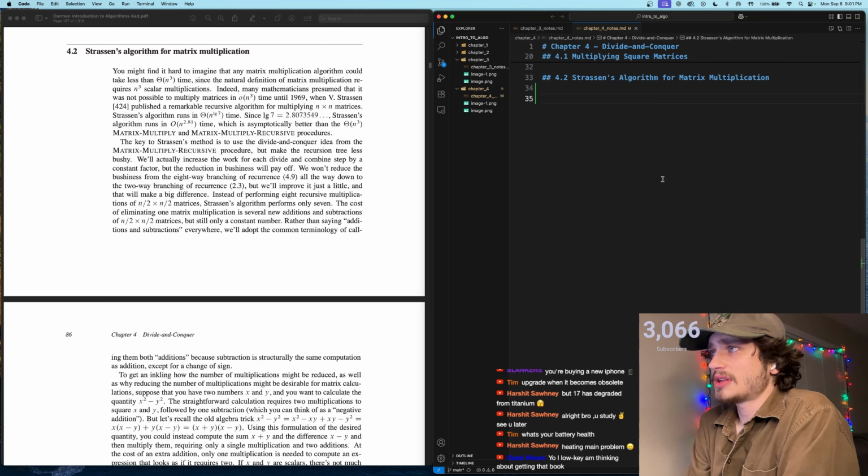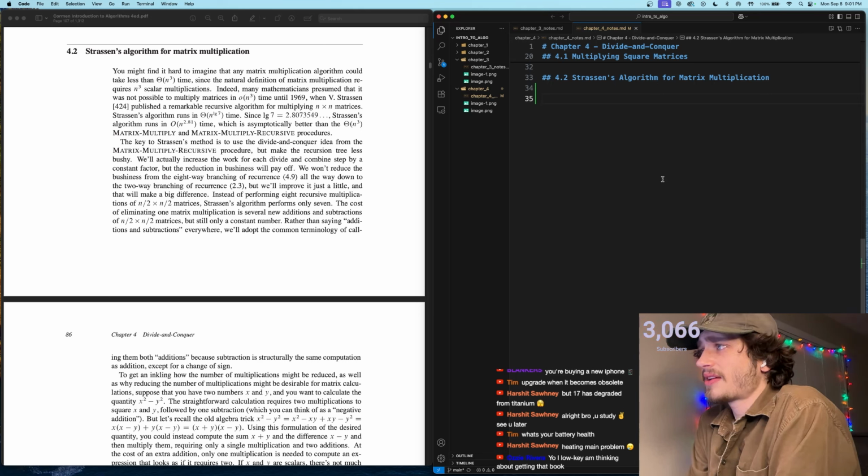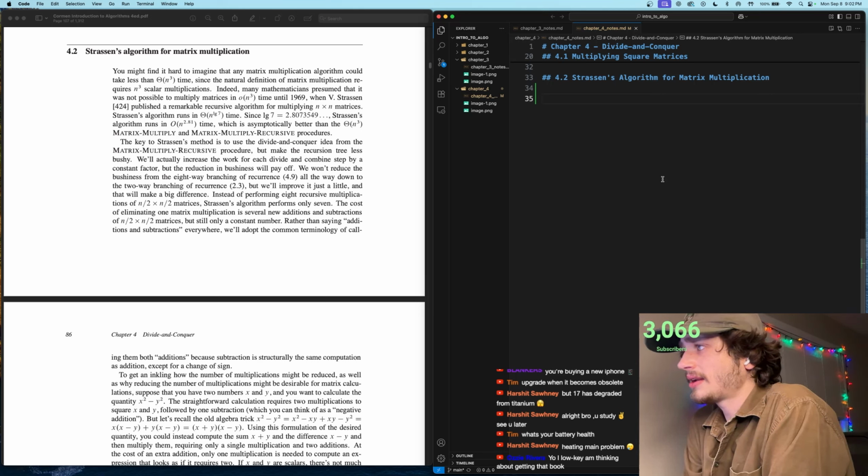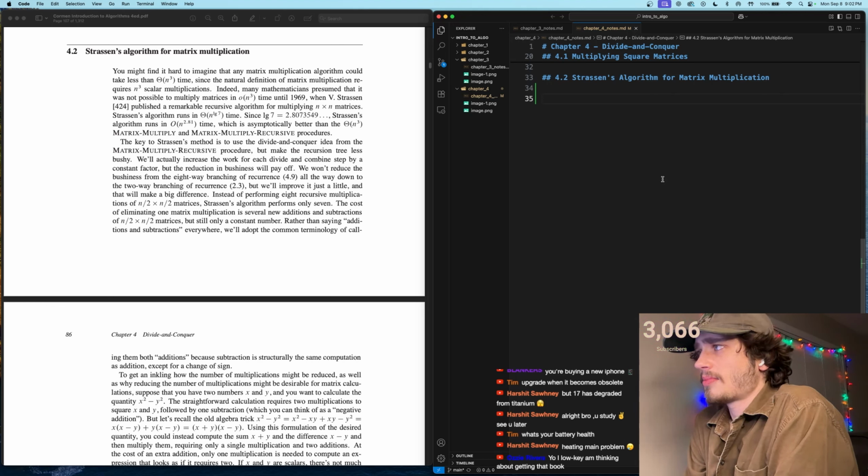Strassen's algorithm runs in Theta of n to the power of lg 7 time, since lg 7 is equal to about 2.8073549. Strassen's algorithm runs in O of n to the power of 2.81 time, which is asymptotically better than the Theta of n cubed time of the matrix multiply and matrix multiply recursive procedures.